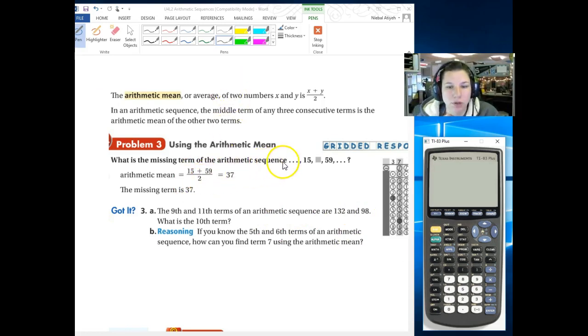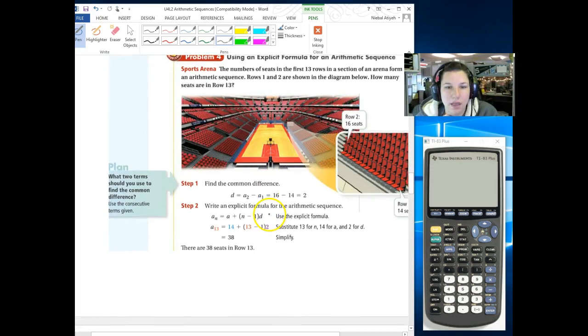So what's the missing term? So our arithmetic mean is going to give us what this missing term is. You add 15 and 59 and divide by 2. Okay? And I'll tell you the missing term is 37. A couple for you to try.